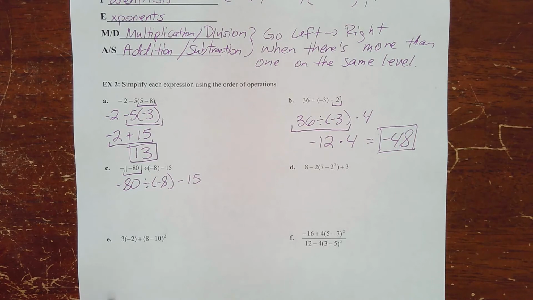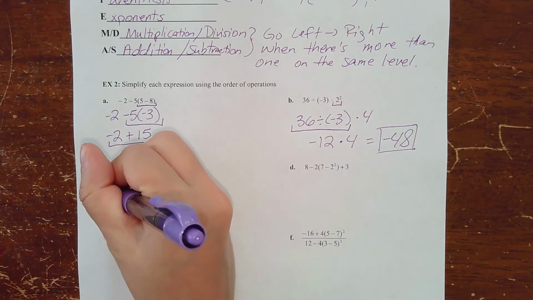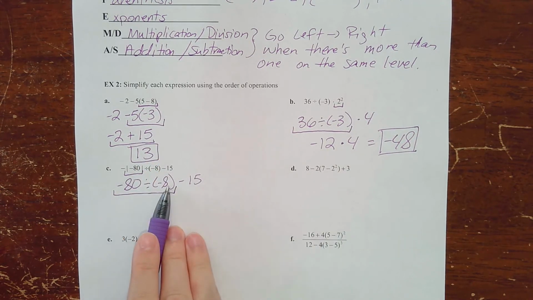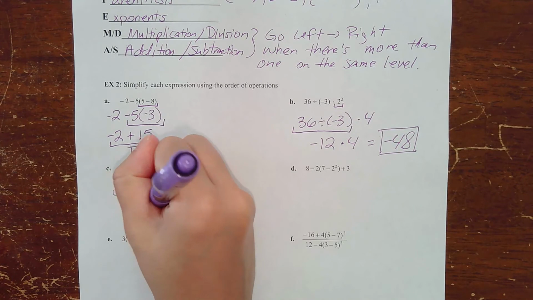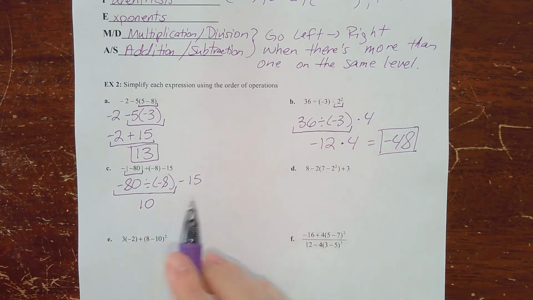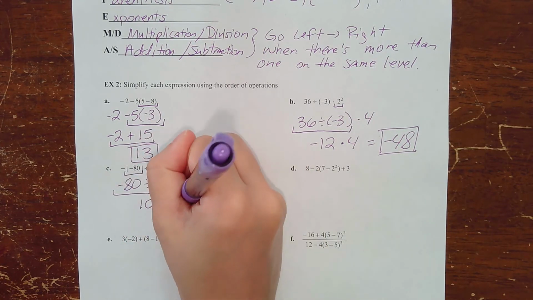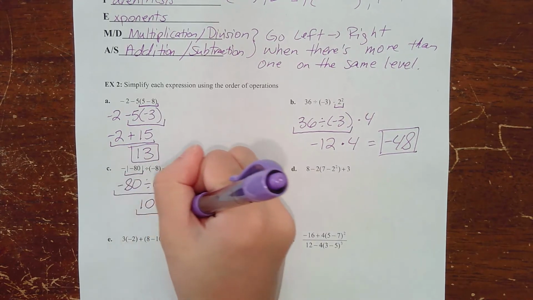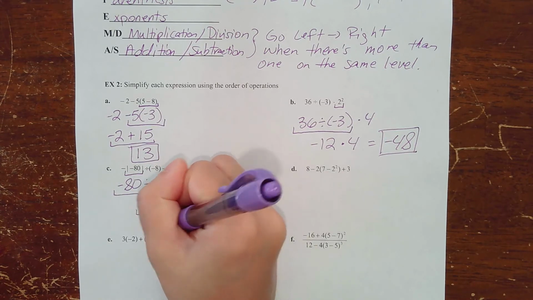Next up, I don't have any exponents, so I'm moving on to multiplication and division, and I do have some division. -80 divided by -8 would be positive 10. And then I'm going to bring down the minus 15. And last but not least, I'll do my addition subtraction. So I'm going to do 10 minus 15, which is -5.